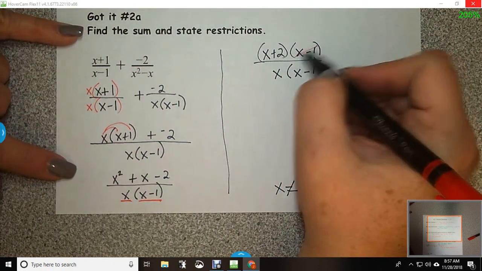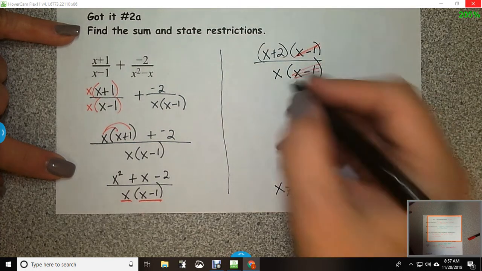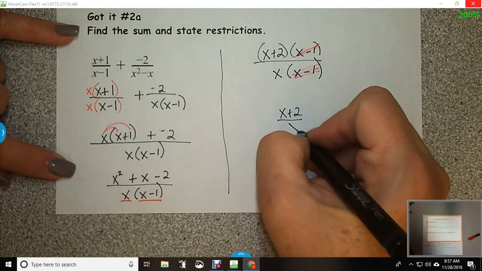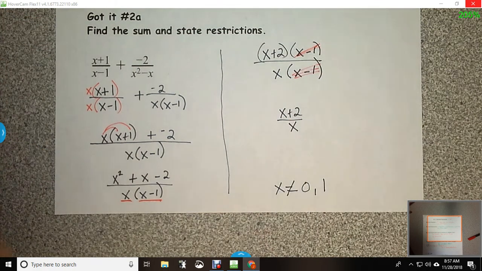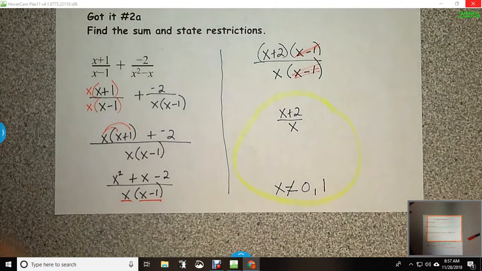My x minus 1s will cancel, and I get x plus 2 over x, and my restrictions are 0 and 1. So there's my answer.